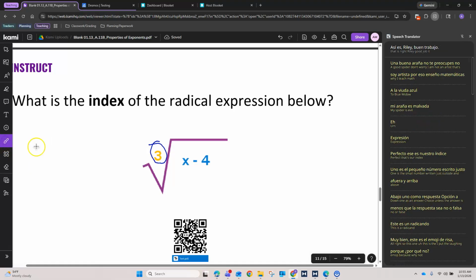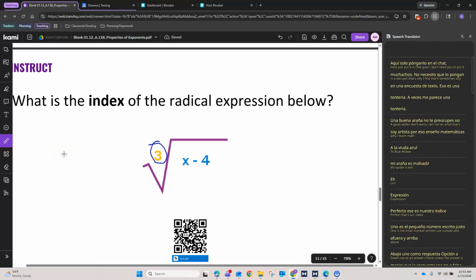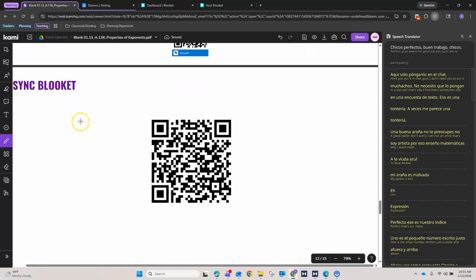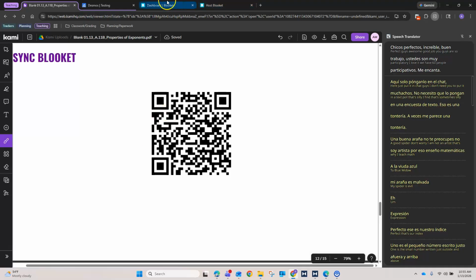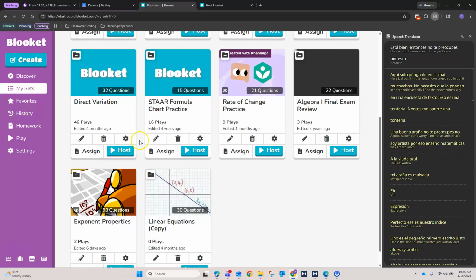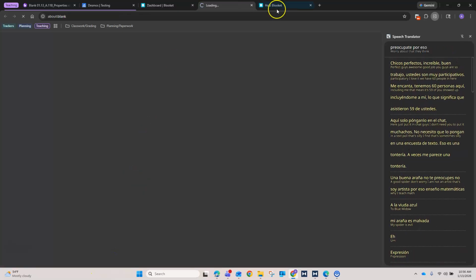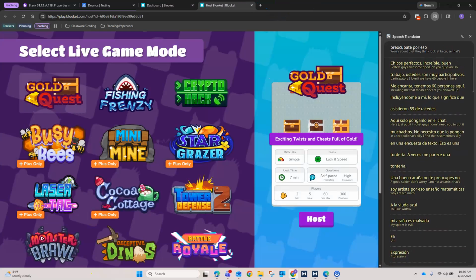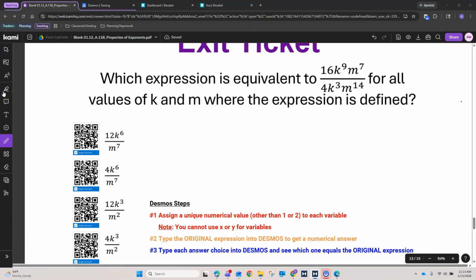Perfect, guys. You guys are so participatory. I love it. We have 60 people in here, including me. That means 59 of you showed up. So don't worry about this async one because that's not the one you're going to do. That's for if people are not here. Those of you who are here, it's more fun to play together. I'm going to turn on the exit ticket so you can answer it if you want. I'll go ahead and do it by hand. You guys can do it in the calculator if you wish, and then I'll run it through the calculator as well.